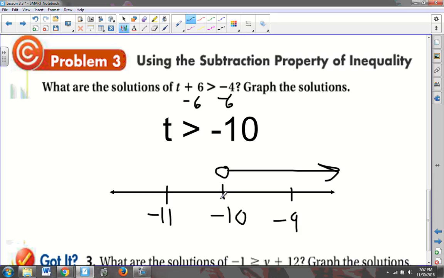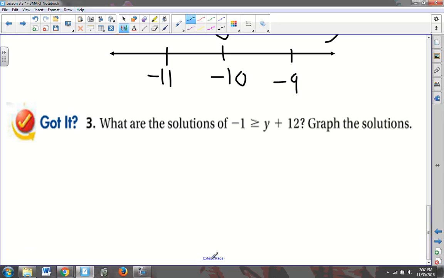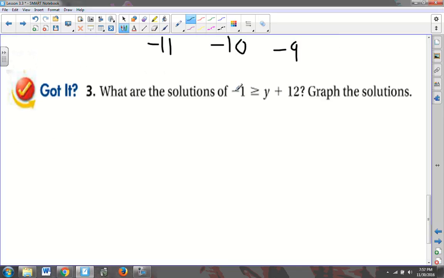I got another one for you to try here. I'd like you to find the solutions of this inequality. Negative 1 is greater than or equal to y plus 12. So get the y all by itself, write that inequality, and then graph it on a number line, if you would please. Pause the video there for a second, and then once you have that solved, come on back and I'll show you what we should have.